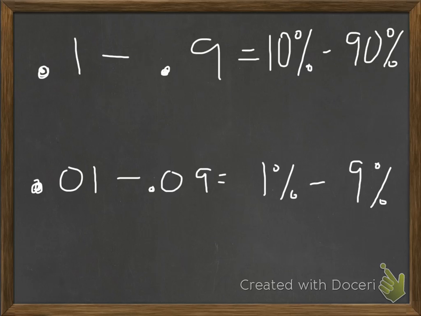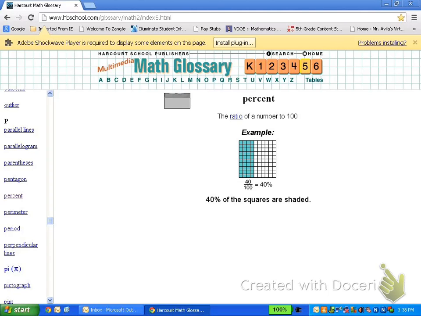Now any number between 0.01 and 0.09 is going to be that number as a percent. So 0.01 is going to be 1%, 0.09 is going to be 9%, and 0.02 would be 2%, 0.07 would be 7%. So here we have the ratio of a percent to 100. So we have 100 squares in this box, and 40% of them are colored. So that's 40 out of 100. That equals 40% of the squares that are shaded.